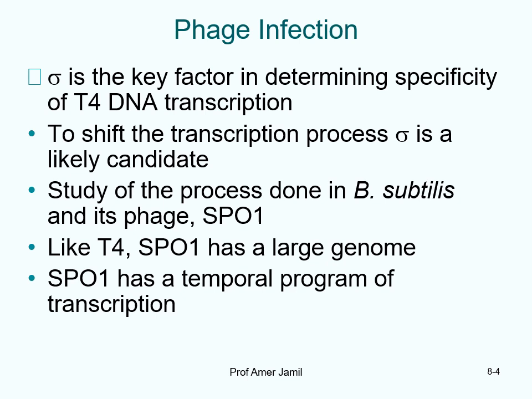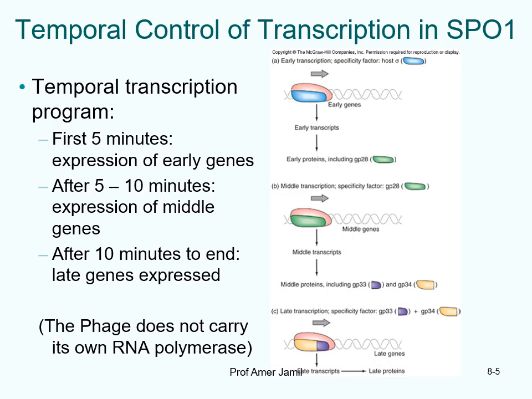T4 is one of the viruses, and this T4 DNA transcription is also controlled by sigma. To shift the transcription process, sigma is a likely candidate. Similarly, the SPO1 phage in Bacillus subtilis: this SPO1 has a large genome and it also has a temporal program of transcription. Its host is Bacillus subtilis.